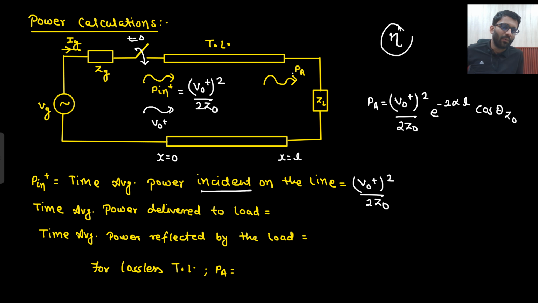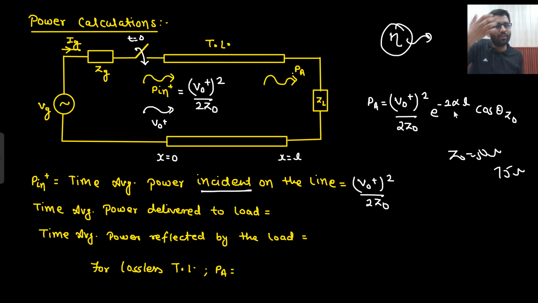Similarly, eta can also have some angle, because eta is a complex quantity. Similarly, Z naught can also be complex. But in our problem, 100% Z naught will be real only. We have seen Z naught equals 50 ohm, 75 ohm. So this cos theta Z naught will become 1.